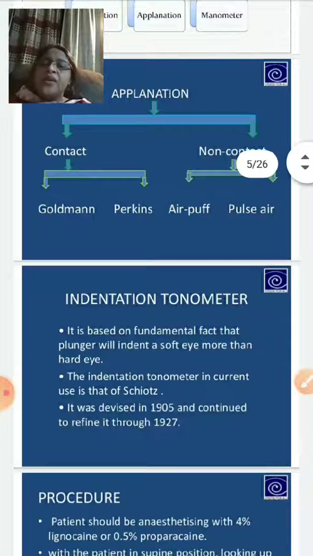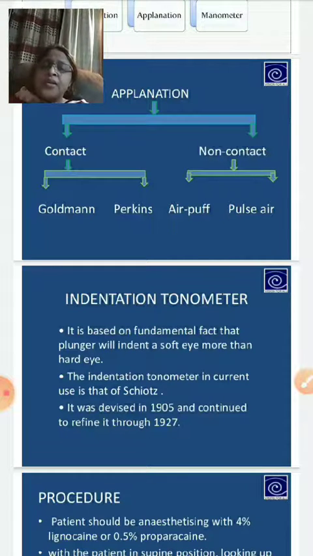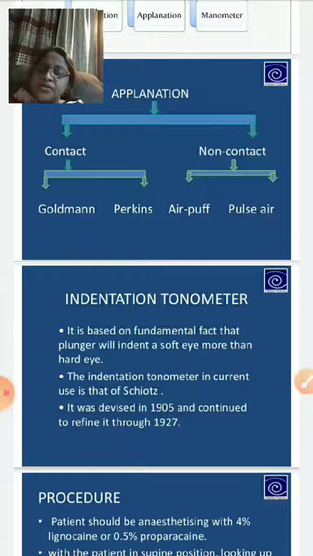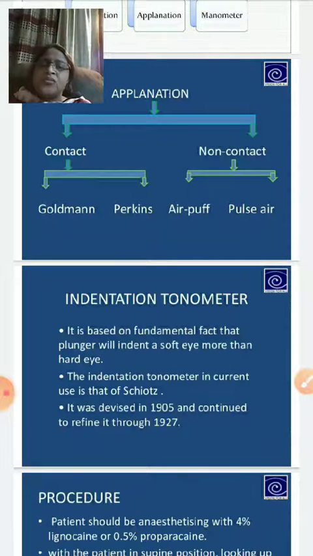Indentation tonometry. This is done by a Schiotz tonometer. It is widely available. It is an OPD procedure. It is used as a mass screening. It is cheap, portable, and readily available in most hospitals, even in the rural ones. The only disadvantage is that it has some error. But as a mass screening procedure, this is the best instrument because of its price and its portability.